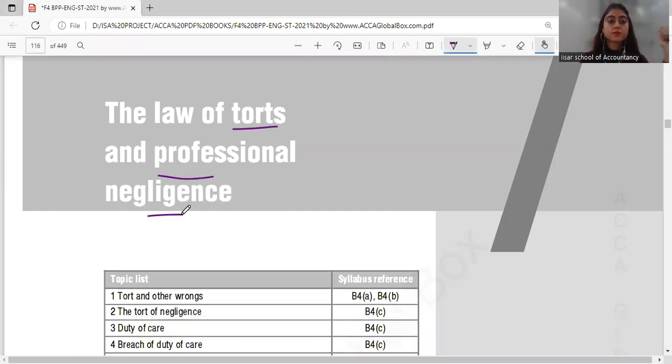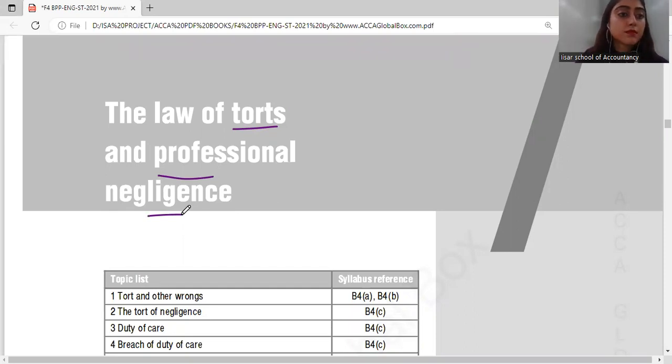Tort, as far as tort is considered, the laws of society, maybe? Laws of society? And professional negligence is like less care, negligible negligence means lack of care. Okay. Yes, ma'am. That's right. Negligence means lack of care, to the best of my knowledge.